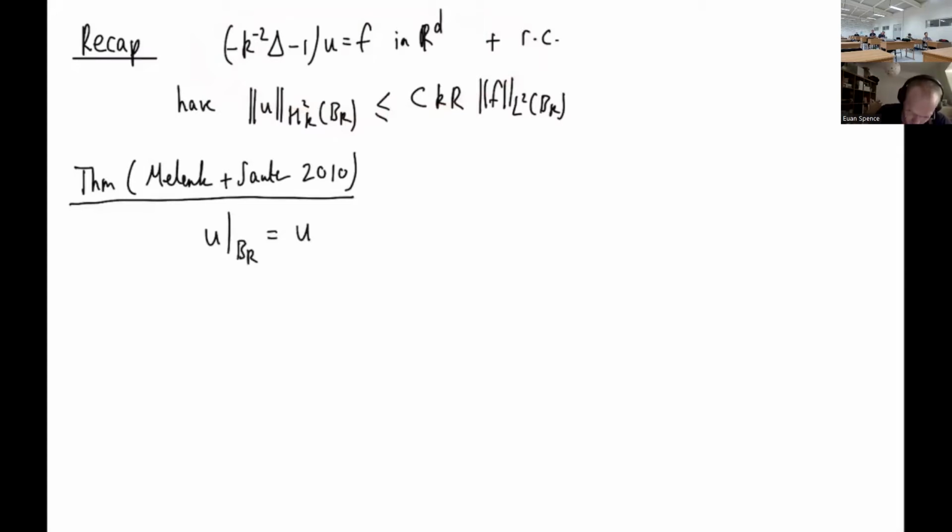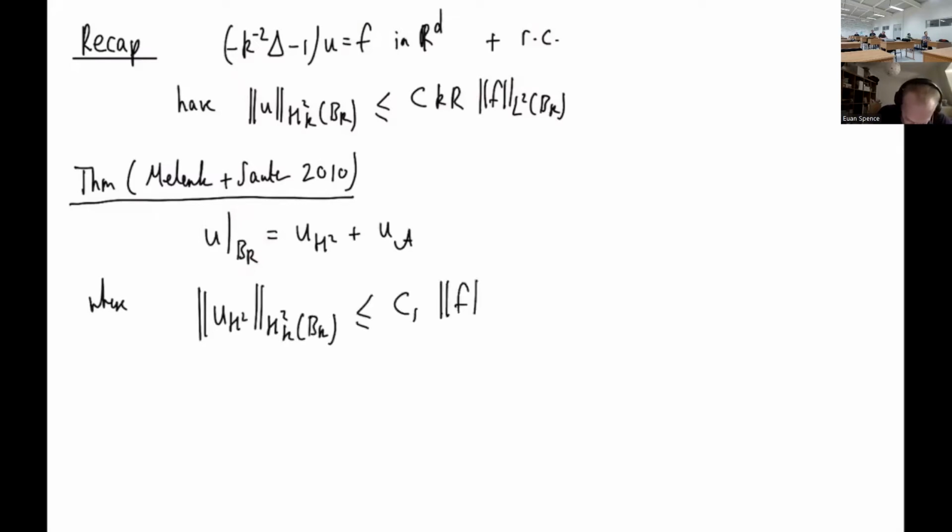So it says U restricted to the ball of radius R, where R is arbitrary but contains the support of F, can be written as the sum of two functions, U_H2 plus U_A, where U_H2, it's in H^2, otherwise this would be terrible notation, and it satisfies a bound that's one power of kR better than the bound satisfied by the solution U itself. Okay, so there's a kR here, no kR here.